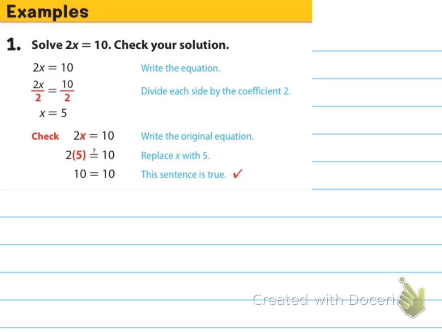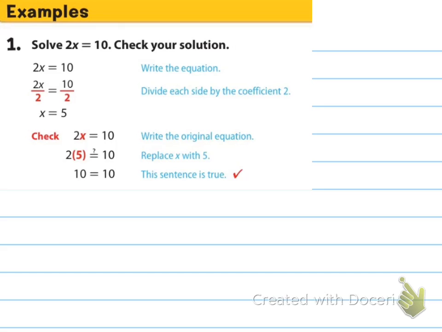All right, so example number 1 is using that example, 2x equals 10. Ultimately, we want to know what x is, and remember from the story that x represents the number of downloads. So they're $2 each, x the number of downloads, we paid $10. How many downloads did we get?